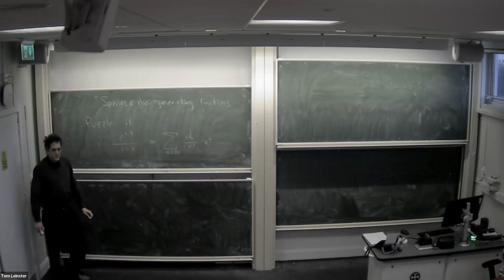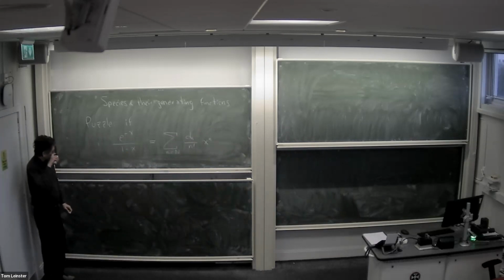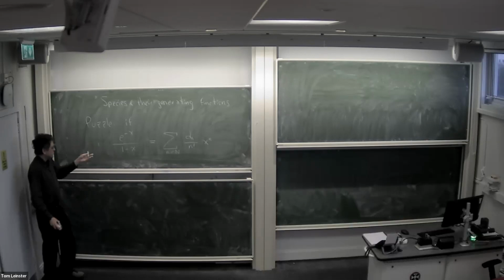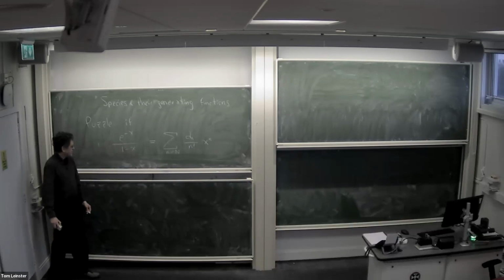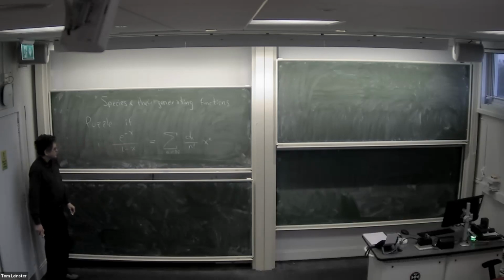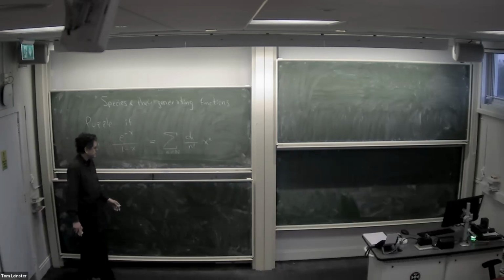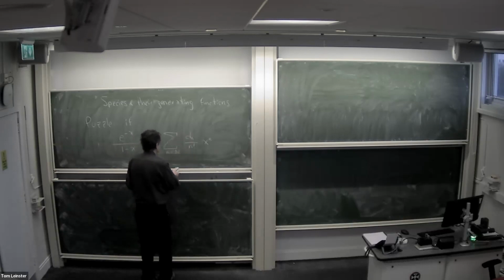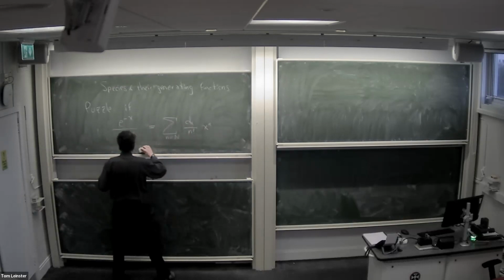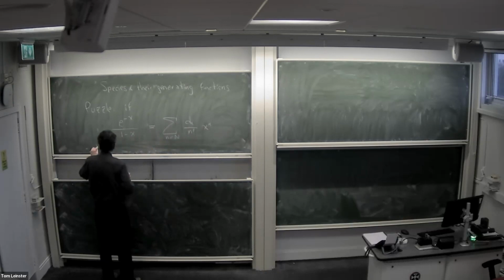So here's a function, e to the negative x over 1 minus x. It's analytic, except at x equals 1. So you can expand it in a Maclaurin series, and you'll get some coefficients, which I'm going to call d_n. So then the question is, what are those numbers? What is d_n?